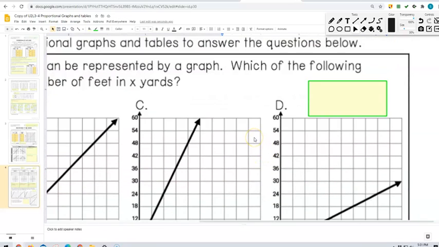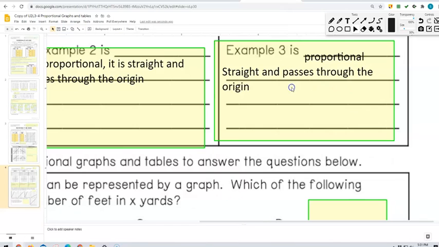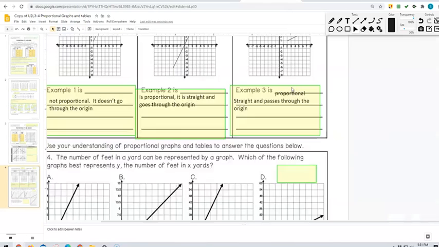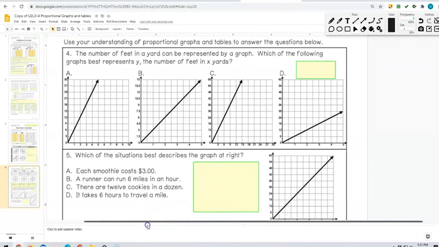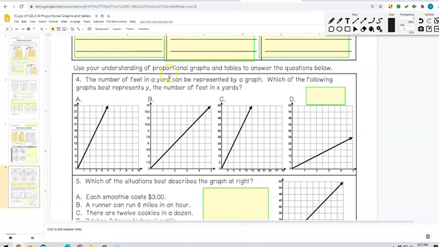Now I'm going to zoom out a little bit so we can take a look at this next one. And we're going to look at these examples. And we can say, use your understanding of proportional graphs to answer the questions below.